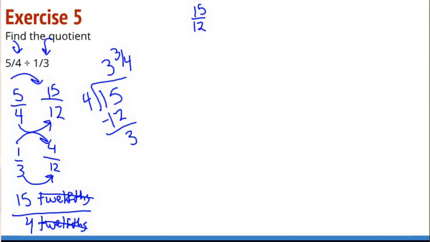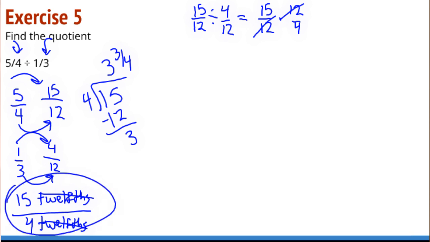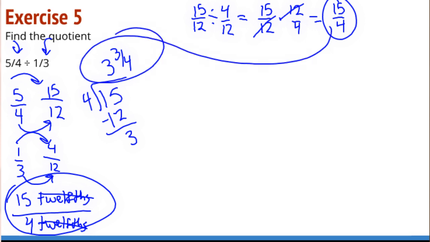15 twelfths divided by 4 twelfths, and set that up as our multiplication, 15 twelfths times 12 fourths. So the twelfths will cancel just like we did over here. And I've got 15 fourths, which will divide to be 3 3/4.